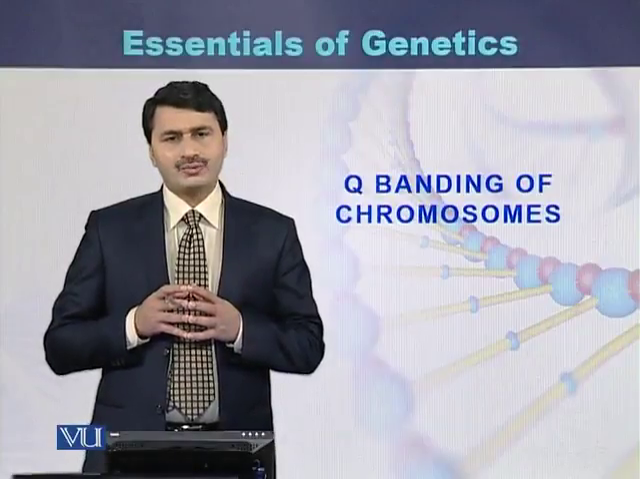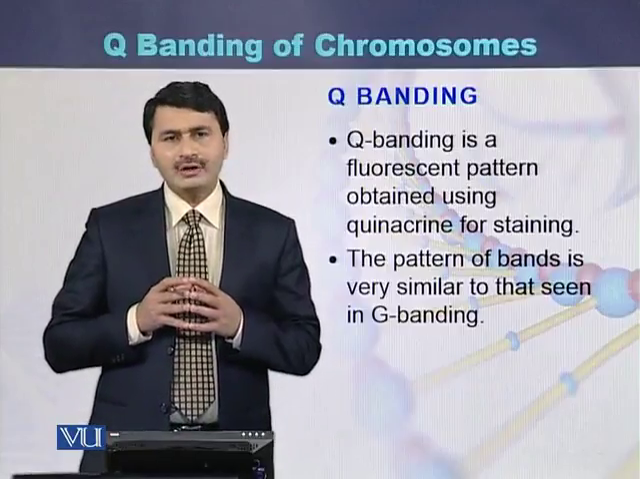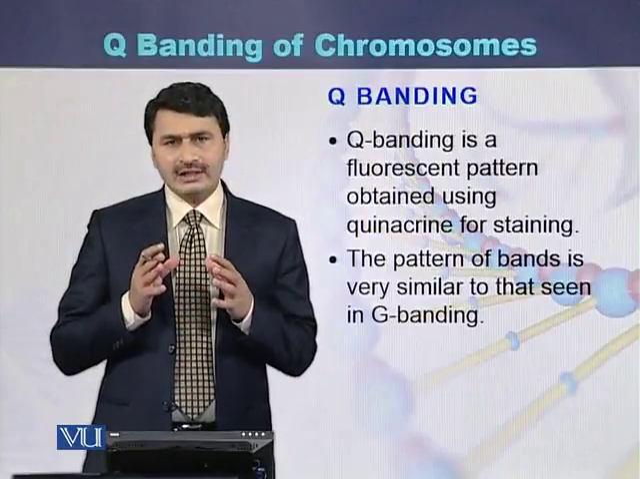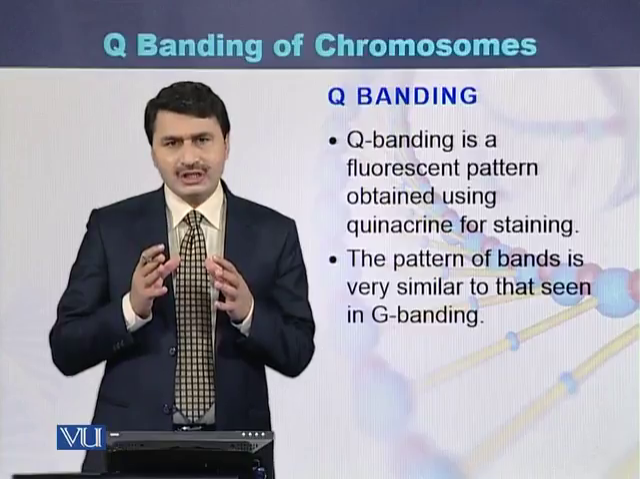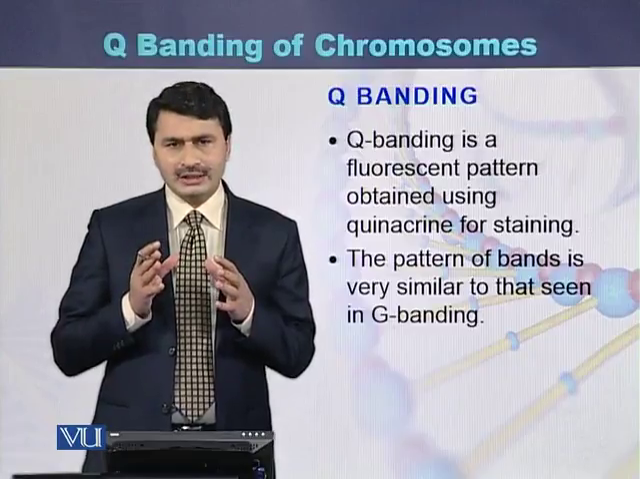Q-banding of chromosomes is another method by which we stain the chromosomes. In this method, we use a dye. The name of the dye is quinacrine.